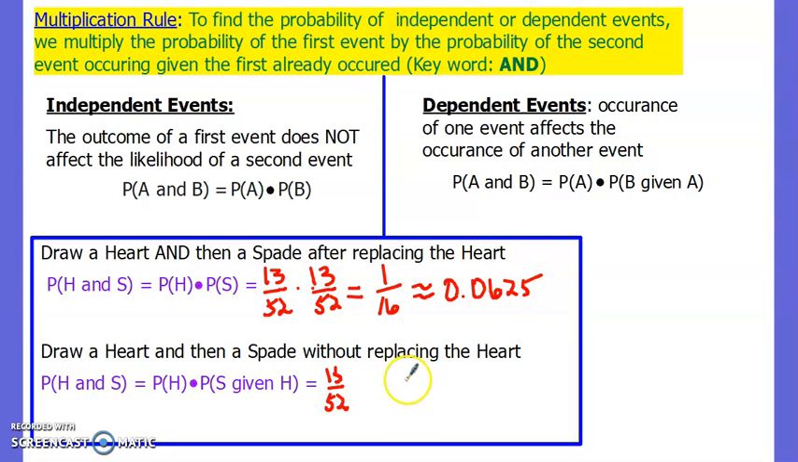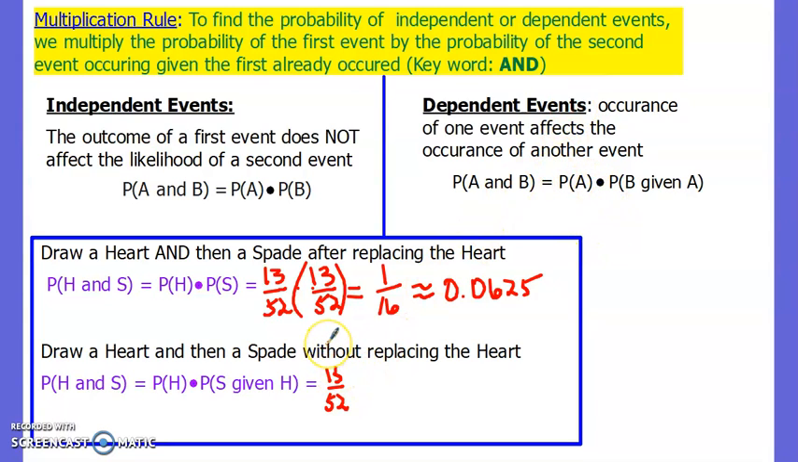Now, what if I don't put the spade back? Again, to draw them separately, with replacement as we call it, then we call this an independent event. The probability that you draw a spade is completely independent of what you drew the first time. It doesn't matter at all. We put it back. But to be a dependent event, the second event depends upon the first.